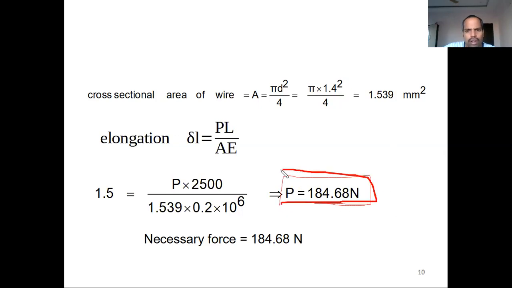Force is equal to 184.68 Newton per mm square. That is the force required to stretch a bar of 1.5 mm of 2.5 meters length, right? And area of diameter 1.4 mm with Young's modulus 0.2. Okay, like this you have to solve the problems.